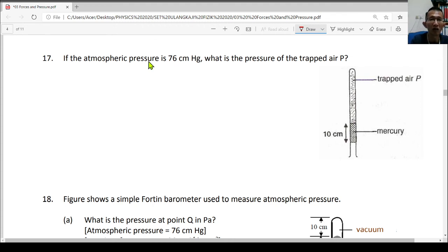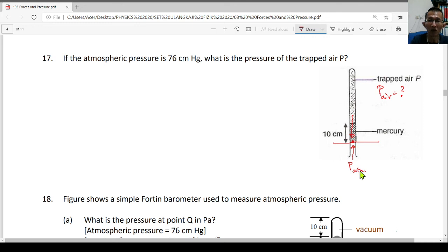The atmospheric pressure is 76 centimeter mercury, and we want to know the pressure of the trapped air. What is the pressure here, the pressure of the air? This is what I want to know. So I will draw my line here. It's easier because from the bottom here I have P atmospheric pressing it up, but at the same time I have mercury and the air pressing it down. So what do I know at this point?